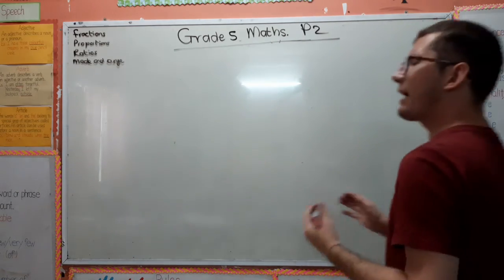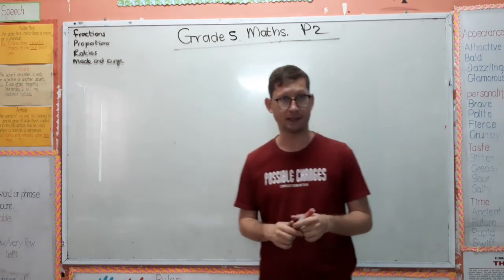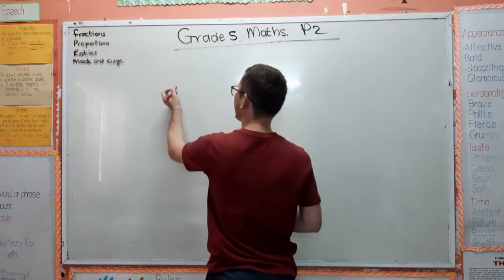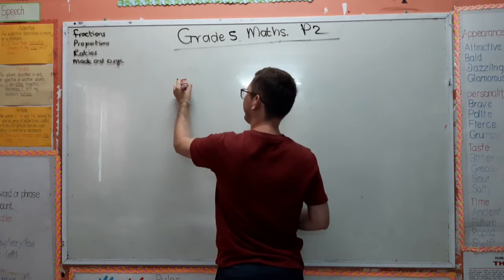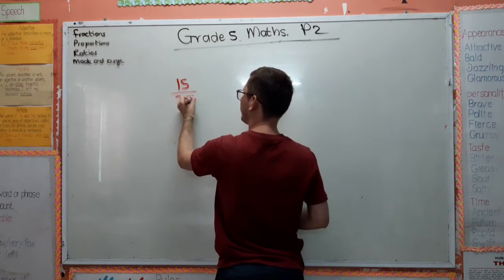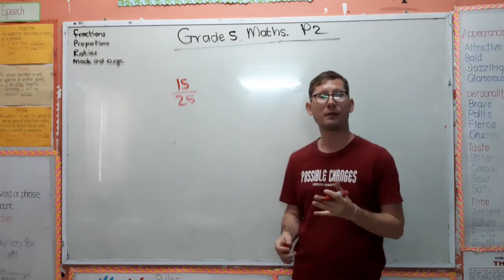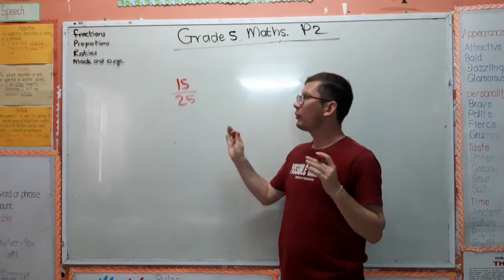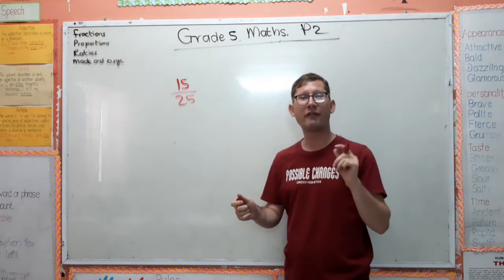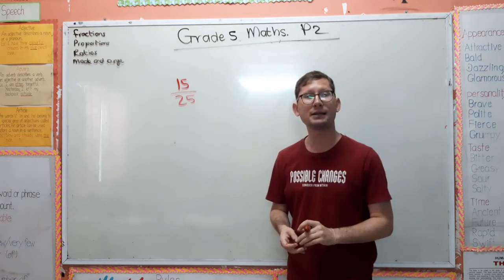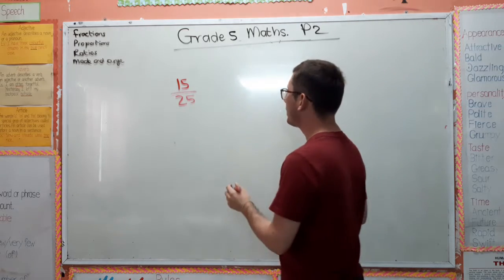Okay, now let's have a look at fractions. When we have a fraction, for example, 15 over 25, we have two words: a numerator and a denominator.